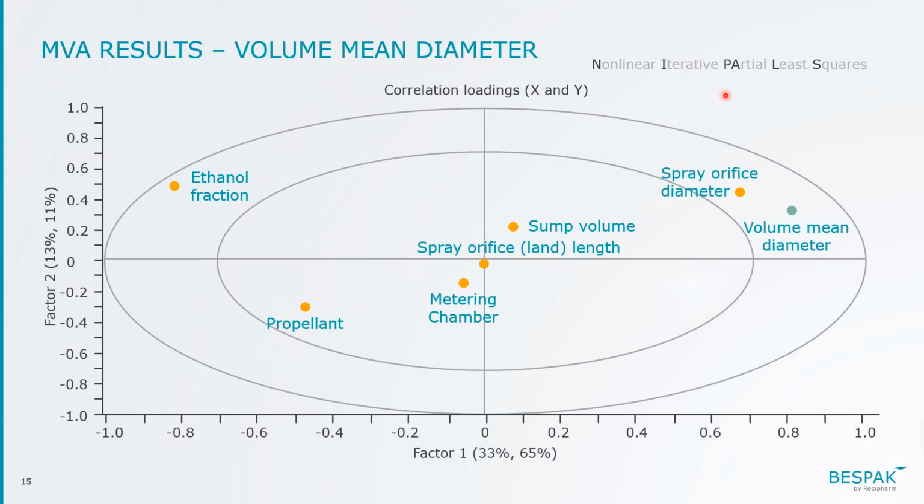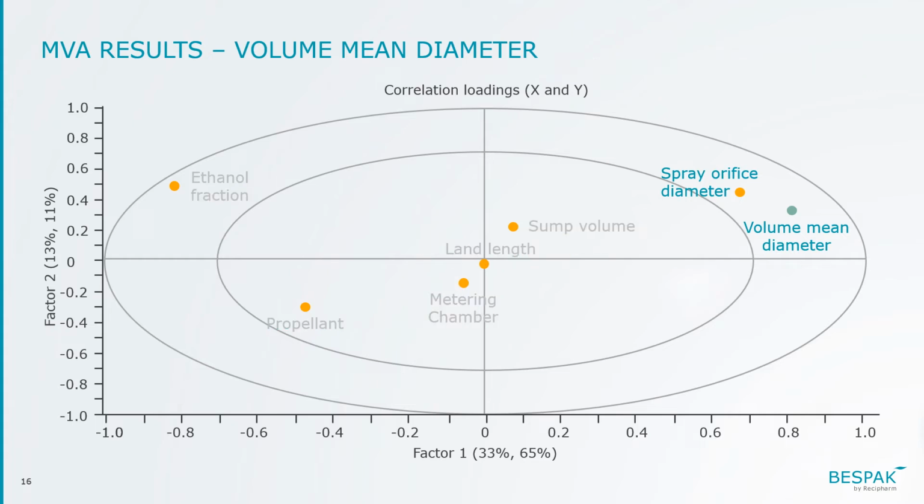The response variable lies between the 2 ellipses and is shown here in green. Input variables lying between these ellipses explain most of the variance seen in the system. Variables inside the inner ellipse are less significant, but are not unimportant.